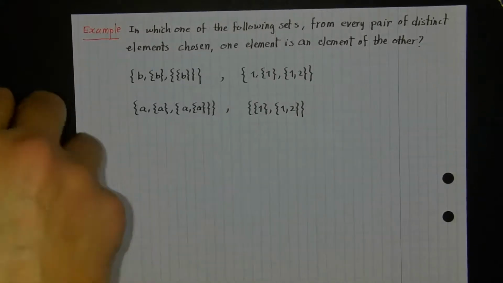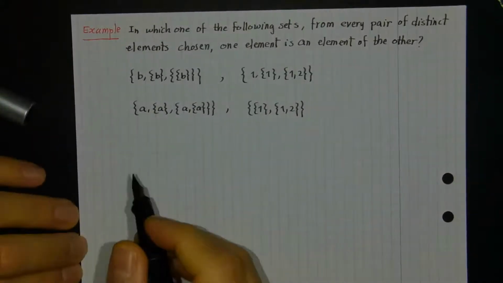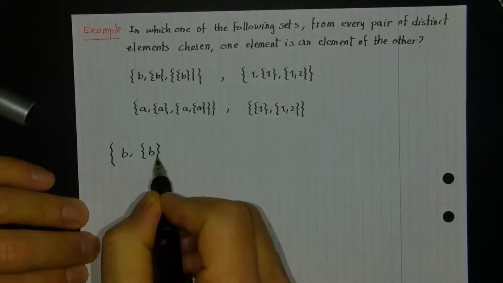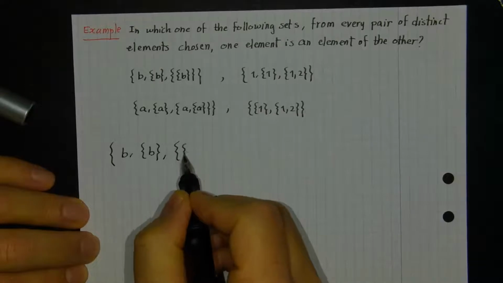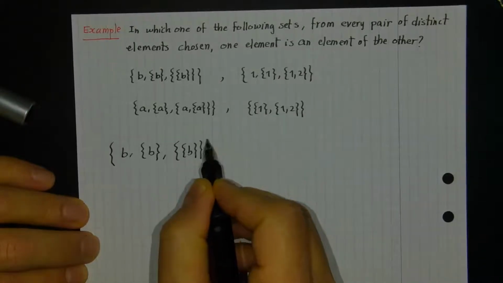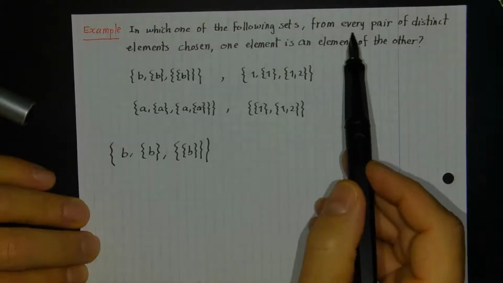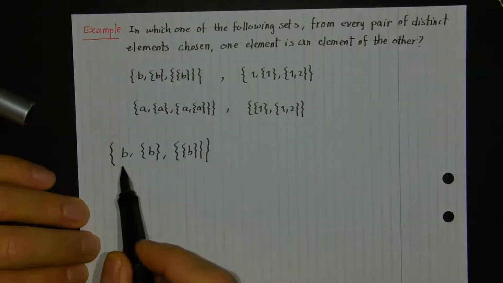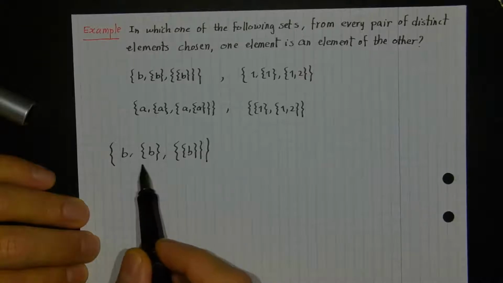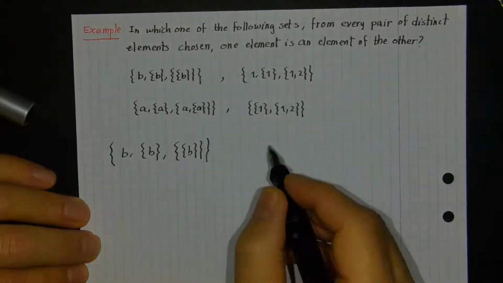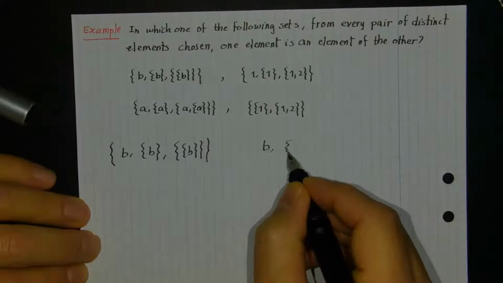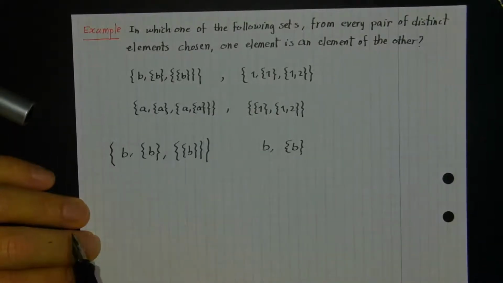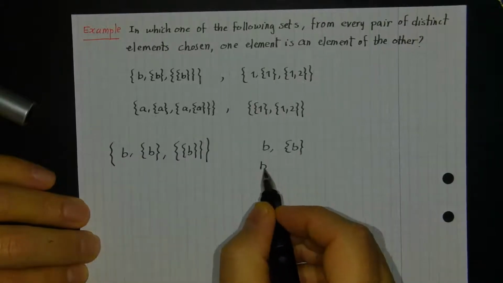So for example, let me consider the first set. I have B, and I have this, and I have this. Okay, this has been mentioned: from every pair of distinct elements chosen. So how many pairs of elements can I choose from this set? I can choose this pair. This is one pair that I can choose from this set. I can choose this pair.